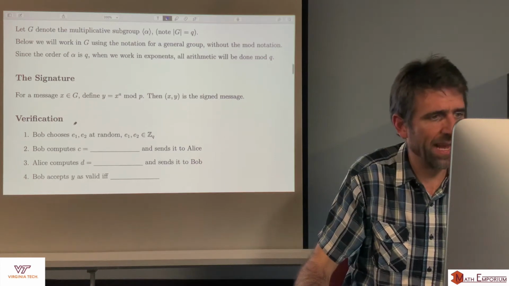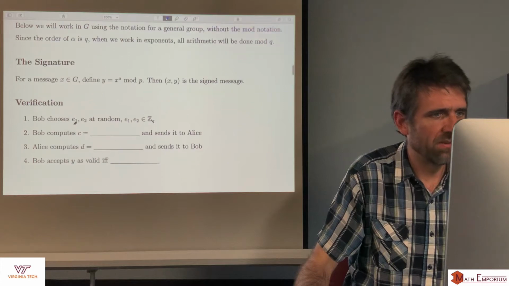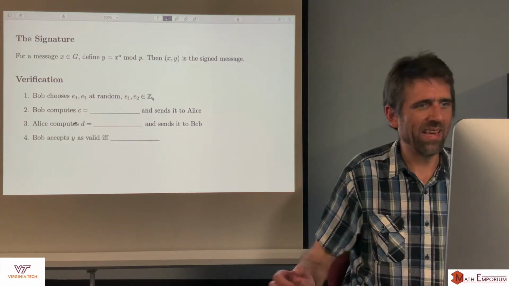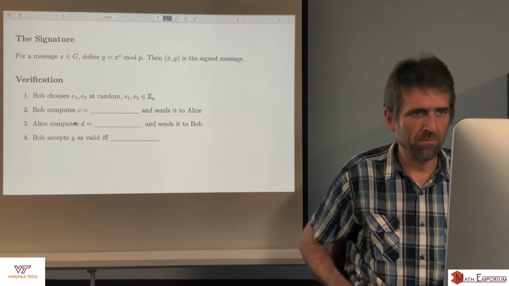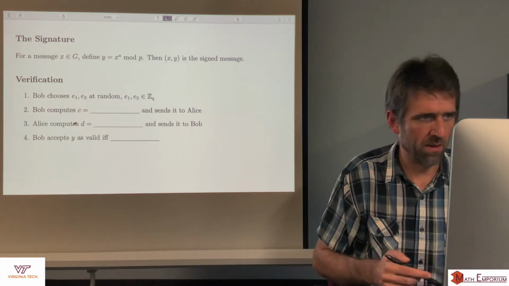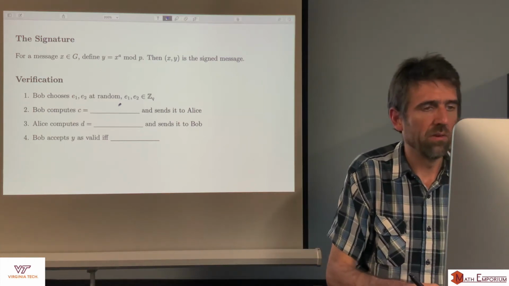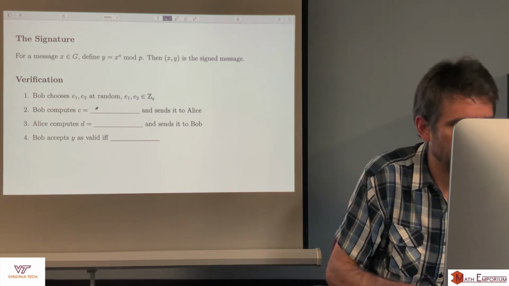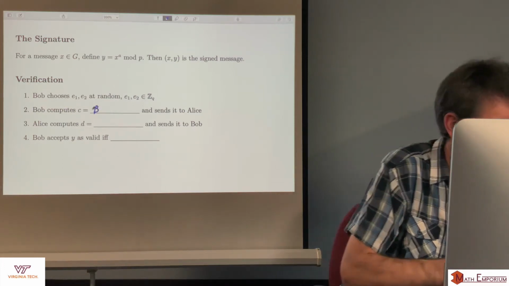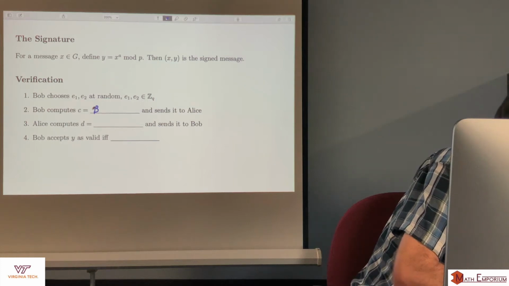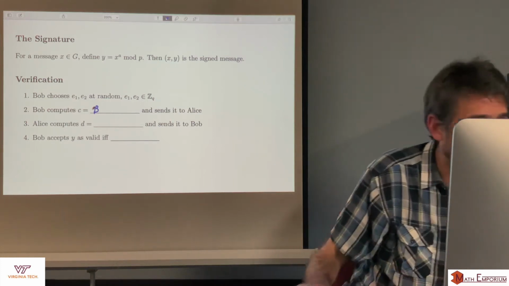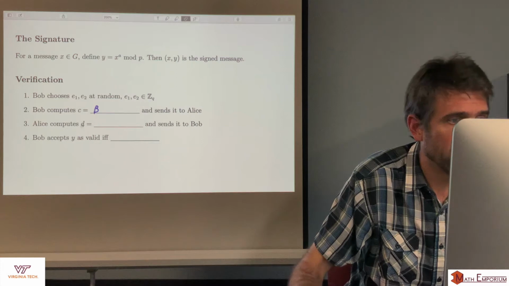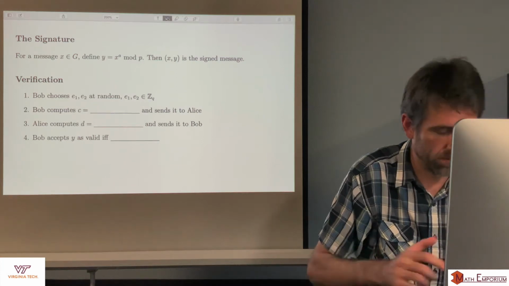For verification, Bob is going to choose exponents E1 and E2 at random. Again, those should be in Z mod Q. The challenge C is then going to be, making sure I get the order correct here, Y to the E1.